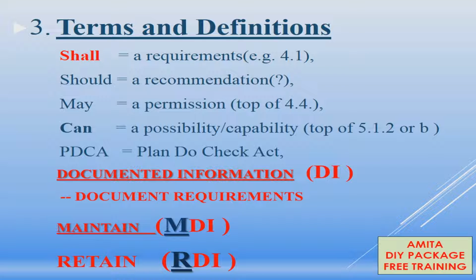Example 4.4.2a: maintain documented information to support the operation of its processes. All these clause numbers I just mentioned actually refer to the ISO books. So for example, this one on page 3, 4.4.2a: maintain documented information to support the operation of its process.